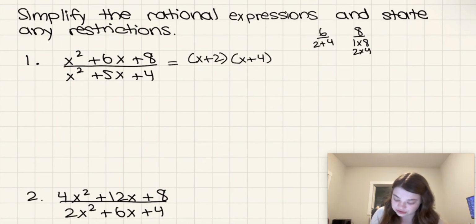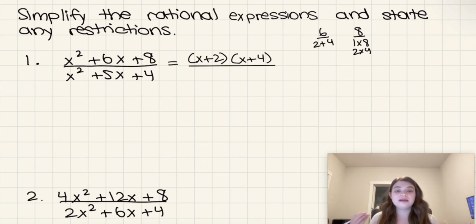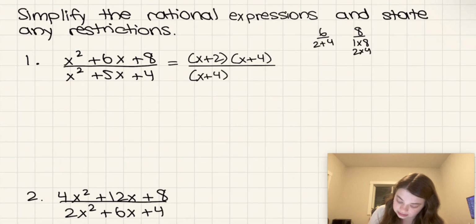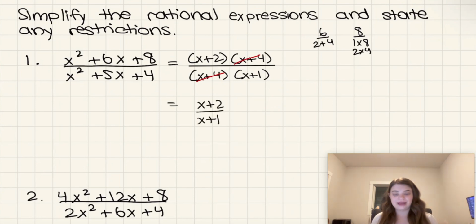Now let's try for the denominator. How can we factor x squared plus 5x plus 4? Well, we need to find two numbers that multiply to 4 and add to 5. And those numbers are 4 and 1, right? 4 times 1 is 4, and 4 plus 1 is 5. So we're going to have x plus 4 times x plus 1 like that. Now I'm going to cancel out the x plus 4's, and we're going to end up with x plus 2 over x plus 1 as our final answer.